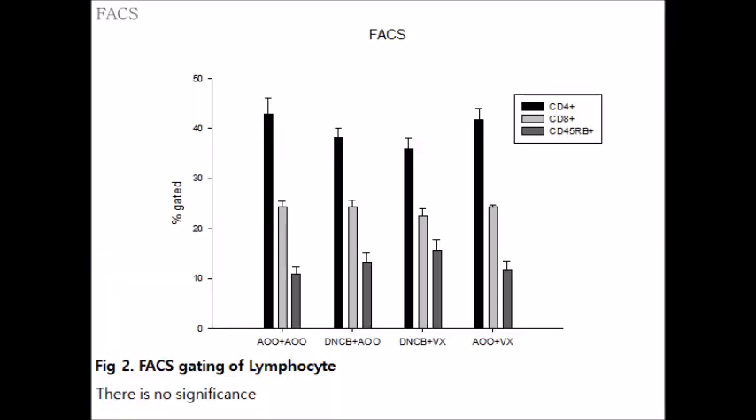And figure 2 shows FACS results for the lymphocytes present. We can see that CD4 positive, CD8 positive, and CD45R positive of all 4 groups have no significance. This means that substance A does not trigger lymphocyte imbalance.